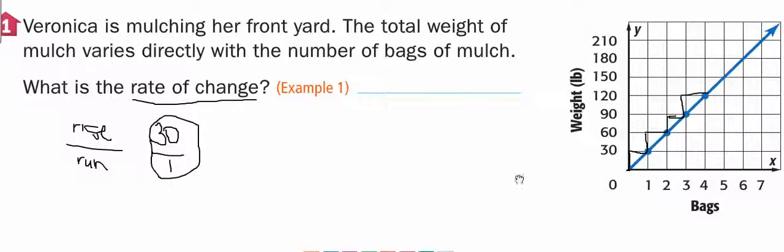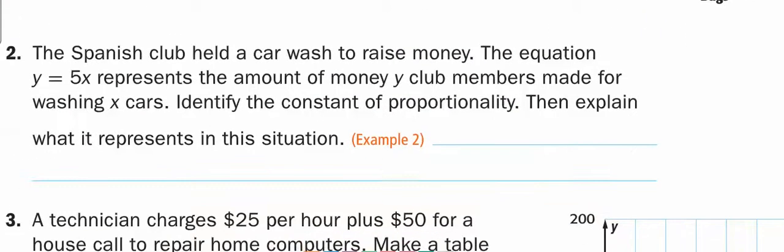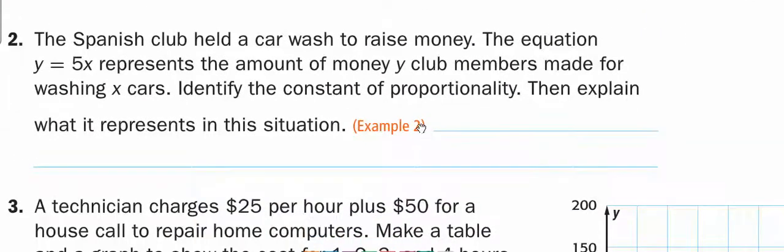Now for number 2, we have the Spanish club held a car wash to raise money. The equation y equals 5x represents the amount of money y club members made for washing x number of cars. Identify the constant of proportionality and then explain what it represents in this situation. So, in this equation, we have y is the amount of money that the club members made, and x is the number of cars that came through, and they made $5 for every car that came through.